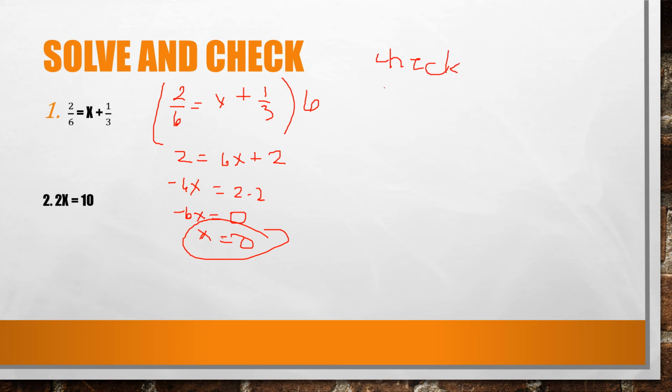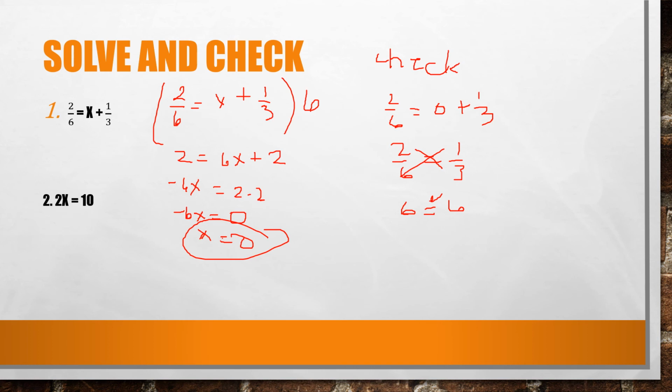Okay, so from the original equation, it is 2/6 is equals to, so the value of x is 0 plus 1/3, so 2/6 is equals to 1/3. Using cross multiplication, so 2 times 3 is 6 and 6 times 1 is 6, so the answer is correct.